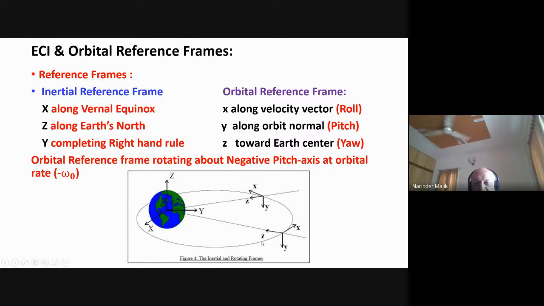Here, if you see, as the satellite is moving in the orbit, the spacecraft is experiencing an angular velocity about the y-axis, the orbital y-axis. The orbital y-axis has an angular velocity of minus omega naught. So, for example, as the satellite goes to the next moment, the z-axis has rotated, and the rate of rotation is minus omega naught.